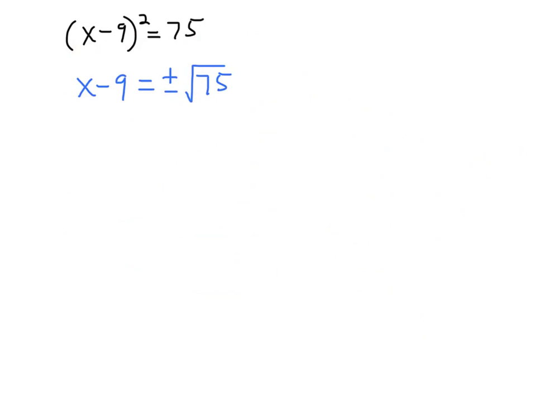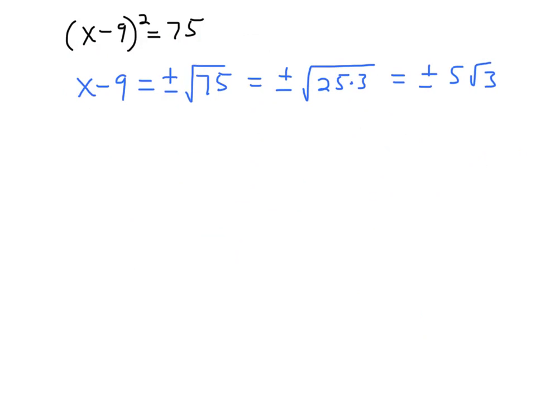Now 25 does divide into 75, so we can simplify that. So that would be plus or minus the square root of 25 times 3. And the square root of 25 is 5, so it would be plus or minus 5 root 3.